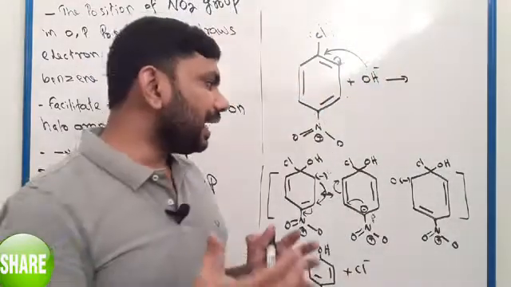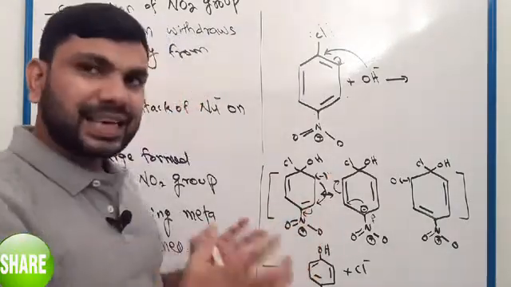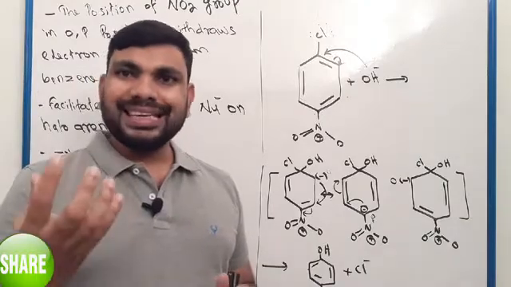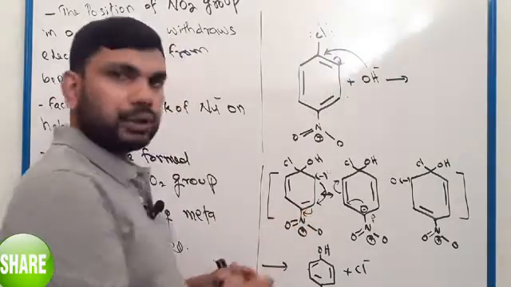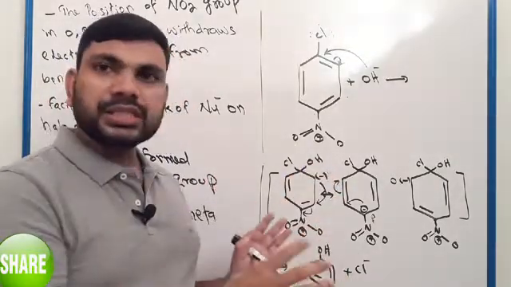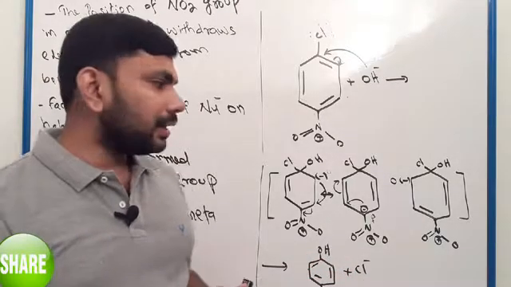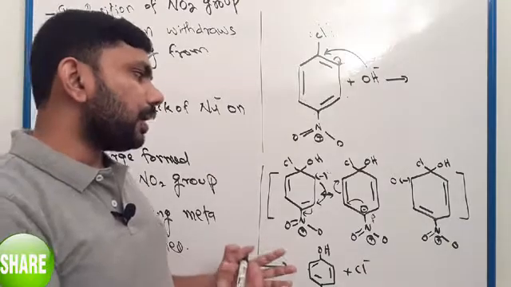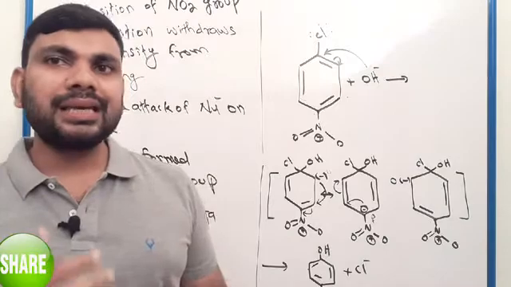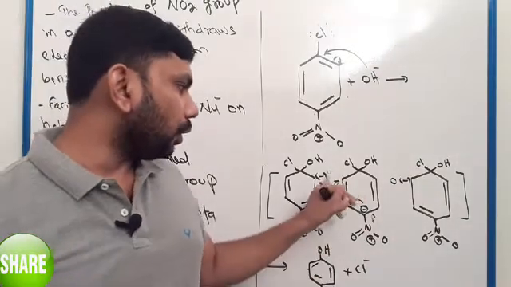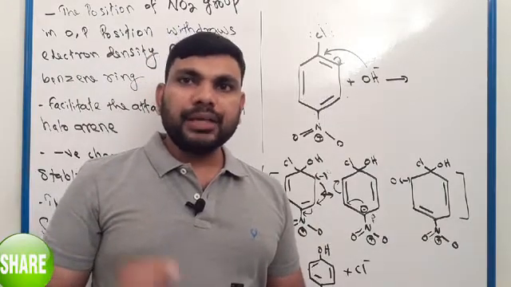If there is any electron withdrawing group in ortho or para position, the intensity of this negative charge will decrease by the electron withdrawing group, and these resonance structures will be stabilized. They get more stability. That's why, if there is any electron withdrawing group in ortho or para position, the rate of reaction increases. So I will repeat once again.